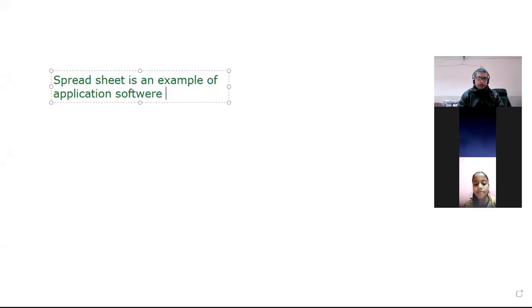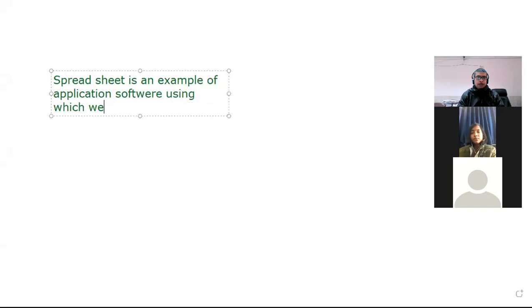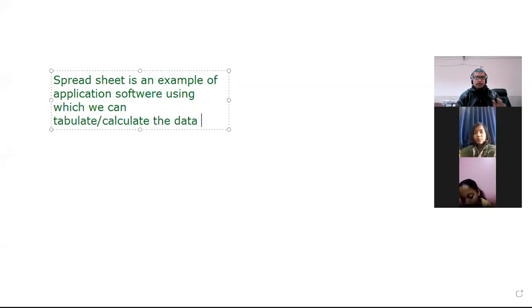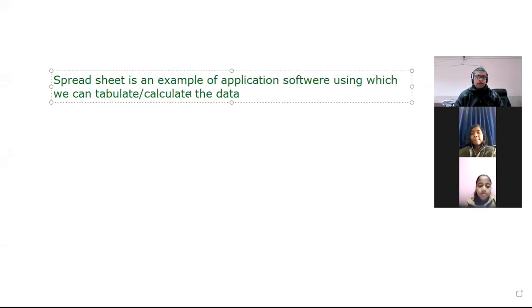We can tabulate the data. Instead of tabulate, I am also giving calculate the data. I am using the words tabulate, calculate. In other words, I am also using analyze the data. So this is a spreadsheet. A spreadsheet is an example of application software.